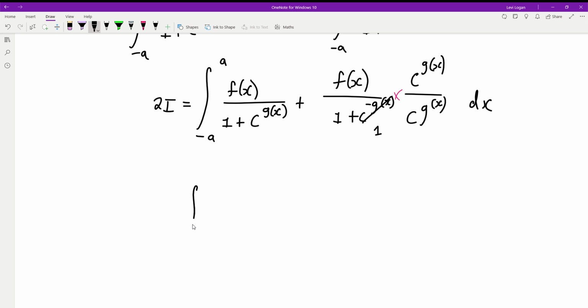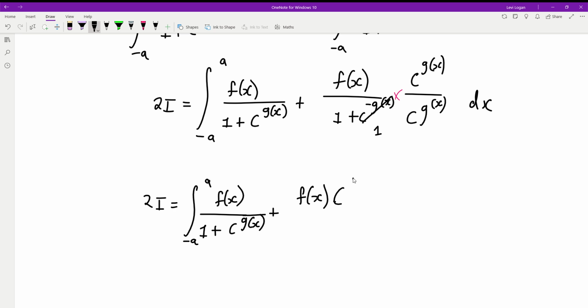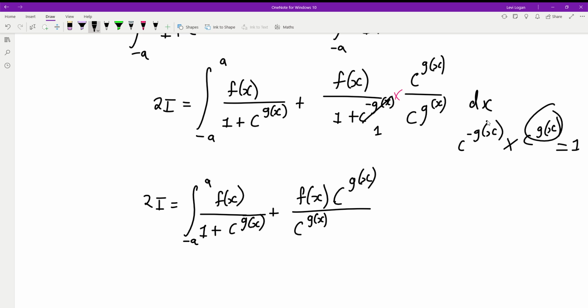So if I do that, 2I is equal to the integral from -a to a of f of x on 1 plus c to the g of x, plus f of x multiplied by c to the power of g of x over c to the g of x, and then if you go c to the -g of x times c to the g of x, you just get 1, because these exponents cancel each other out and you have c to the 0, so plus 1. Now we can add them together because they've got common denominators.